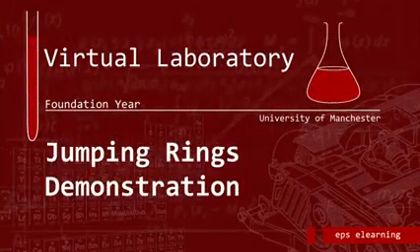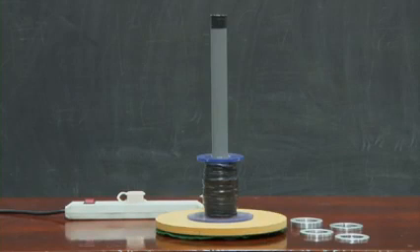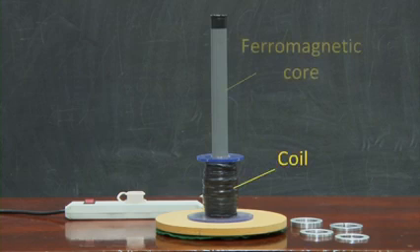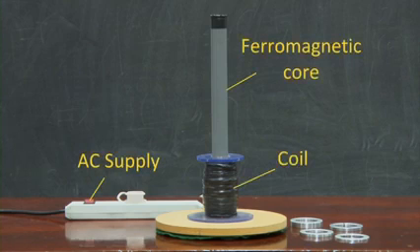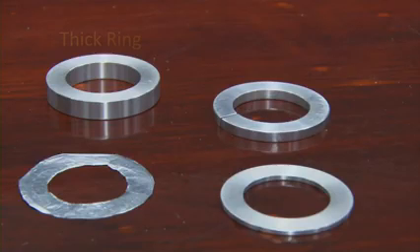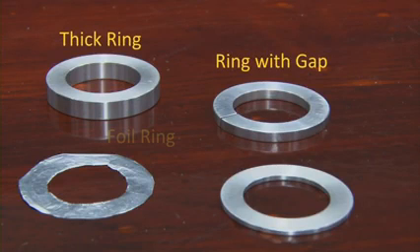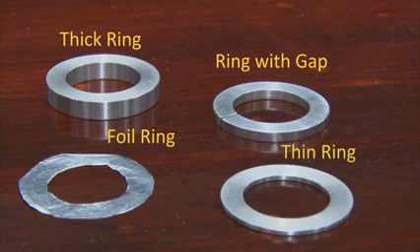This short clip is a demonstration of Faraday's law of electromagnetic induction and of Lenz's law. The equipment consists of a coil of copper wire. It has a ferromagnetic core extending out from the centre of the coil. The coil is connected via a switch to a 240 volt 50 Hz AC supply. There are several aluminium rings of different thicknesses.